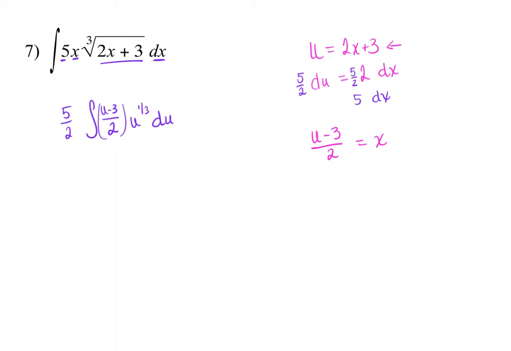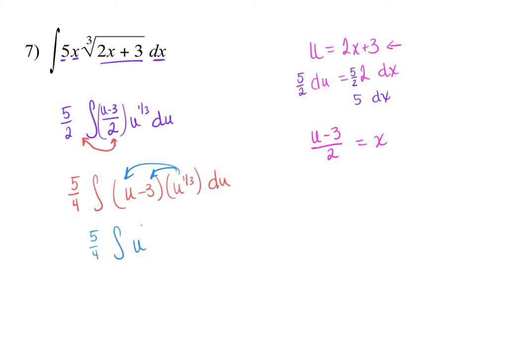All right, this denominator here is just like multiplying by 1/2. So I'm actually going to pull that 1/2 over here. So I'm going to multiply 5/2 by 1/2. So I'm going to make this 5/4. And then I have u minus 3 times u to the 1/3. I'm actually going to distribute that through here. So u to the 1/3 times u to the 1 is u to the 4/3 minus 3u to the 1/3 du.